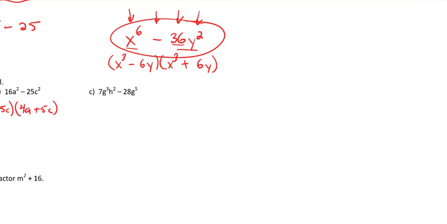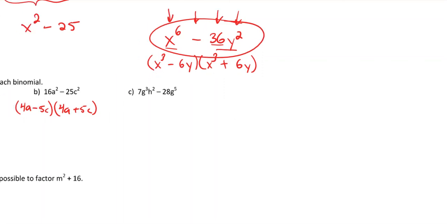You guys did questions kind of like this in the first lesson, right? Do you guys see how we've got 7 and 28, they have things in common, and g cubed and g to the 5, those have things in common. So you always want to factor out what you can first, because there might be something kind of hidden when we're done here. So what goes into 7 and 28?